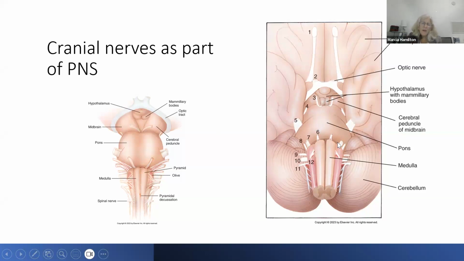Here's number 7. So cranial nerve number 7 will be for our muscles of facial expression. So lifting our eyebrows up, making a smile, that will be cranial nerve number 7. And then we go to cranial nerve number 8, vestibulocochlear, so for hearing and the vestibular system. And then cranial nerve number 9 is going to be the glossopharyngeal nerve, and that's going to be assisting with swallowing.